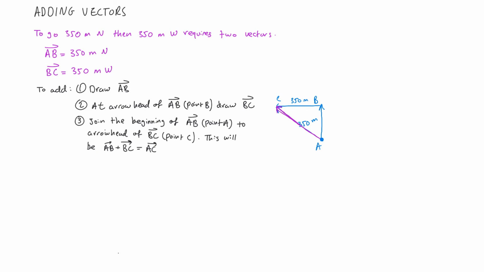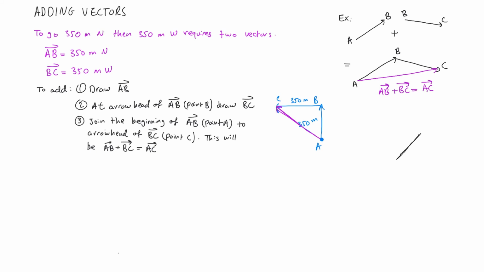Let's look at a few examples. So our first example, we have vector AB. We want to add it to vector BC. And again, we start from AB. We add BC to the arrowhead of AB. And we draw the resulting vector from A to point C.